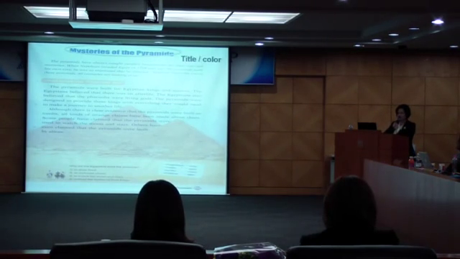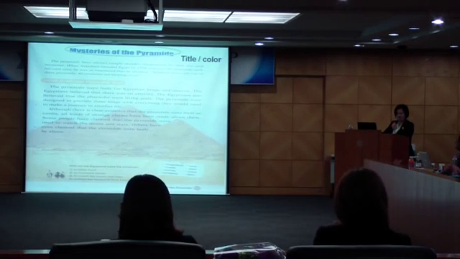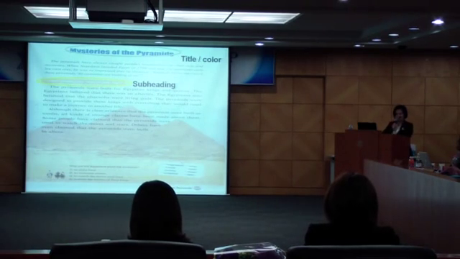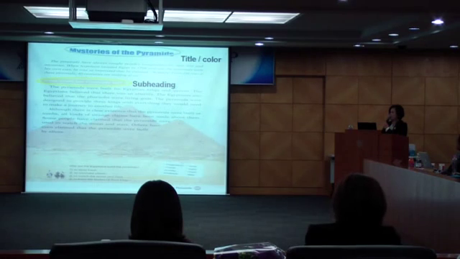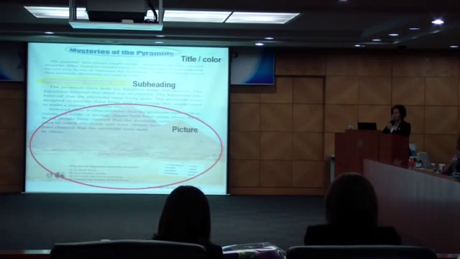This is a title. From this title, Mysteries of the Pyramid, we can easily predict the main topic of this text is about pyramids. This is a subheading or heading. From this subheading, what are the pyramids for? We can guess this text is describing why the pyramids were built, or the purpose of the pyramids. These are pictures. Seeing pictures, we can easily get what the pyramids are like.